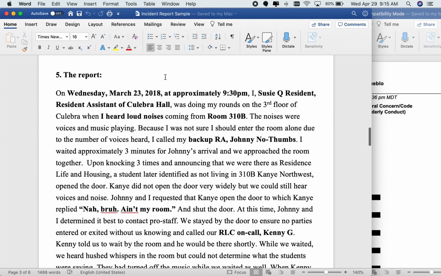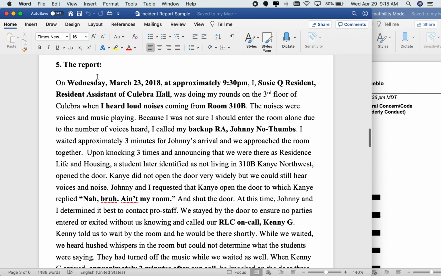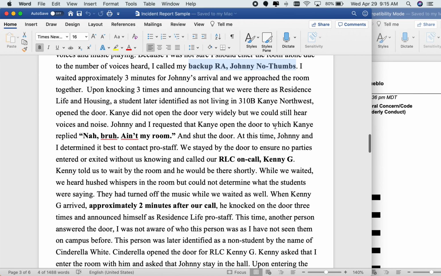So on the report, you want to be as specific as possible. Remember, these are the dates, the times. Tell me who you are. You're the resident of Culebra Hall. You heard loud noise. Tell me which room, which side, suite A, suite B. Who is your backup RA? This is who they are.